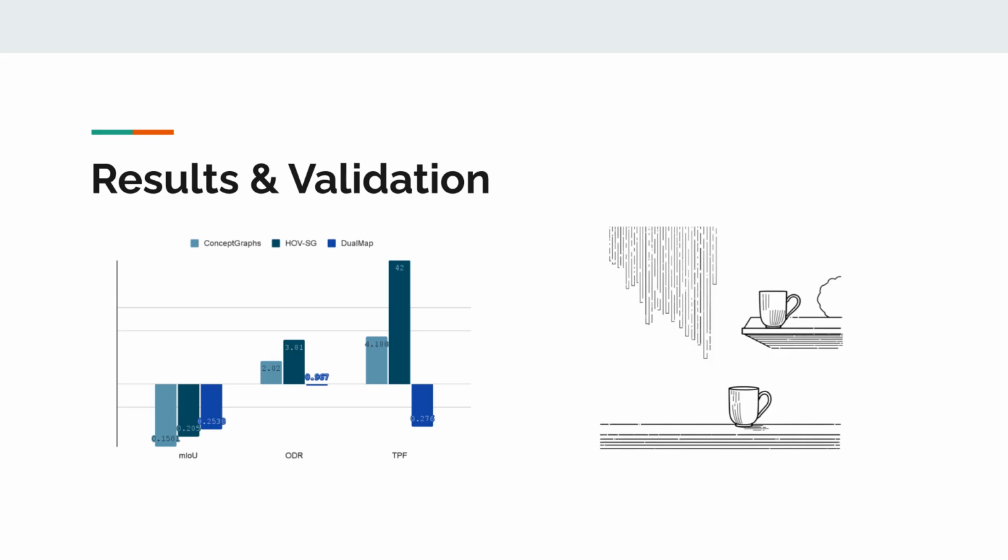The time per frame metric is where DualMap's implementation really outscores the competition. ConceptGraphs and HOVSG use 4.18 seconds and 4 seconds respectively, while DualMap uses barely a fraction of that at 270 milliseconds, which is outstanding.